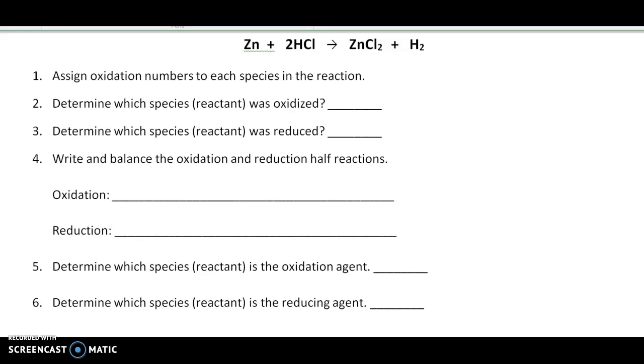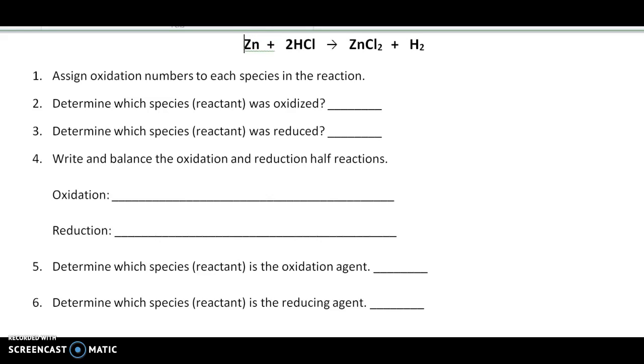Hey guys, so I just wanted to do the first problem with you on the practice redox reactions for the half reactions. So let's get started. Number one, assign oxidation numbers to each species in the reaction. So we know zinc is by itself, and all elements by themselves are neutral. There's no charge on it.